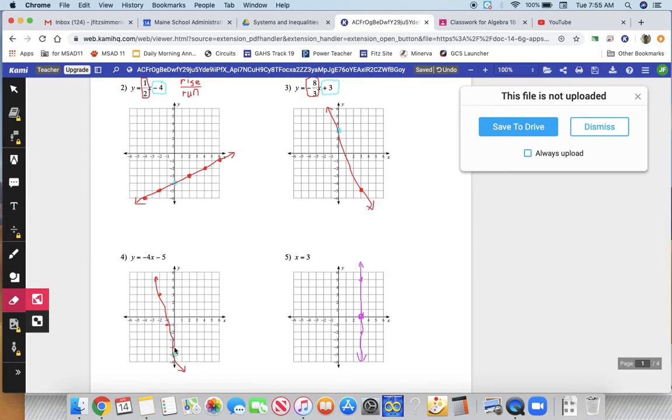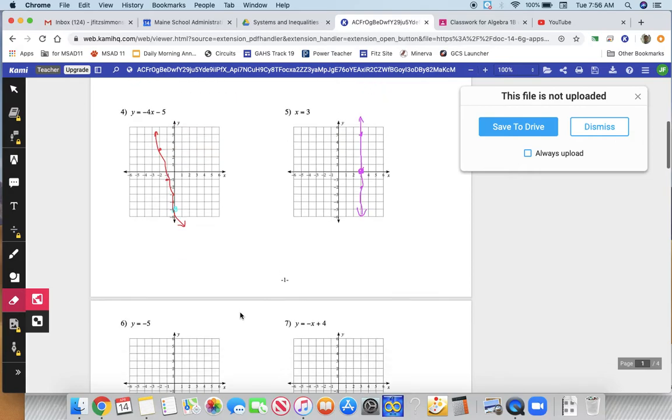If you would have accidentally gone up 4 and right 1, you would have seen that your line was rising to the right, and you would have known, oh, I made a mistake, went the wrong direction, and then you would know to go left instead of going right.